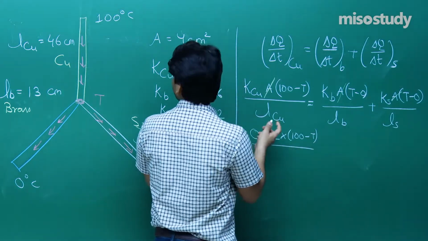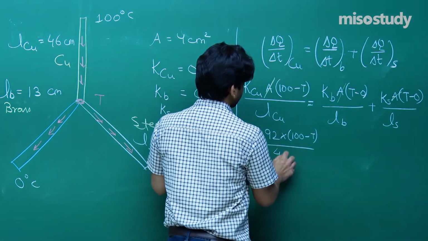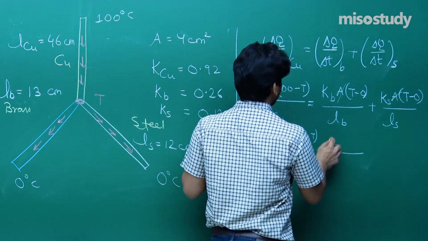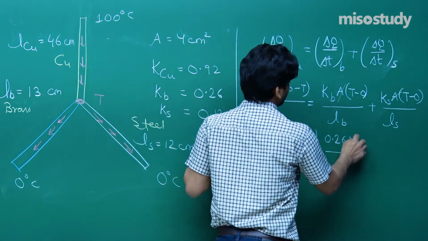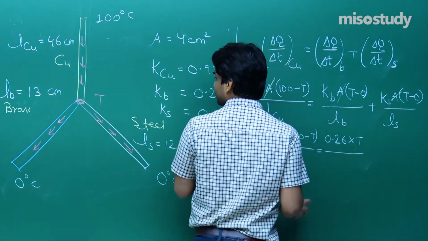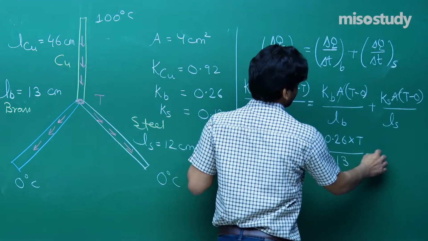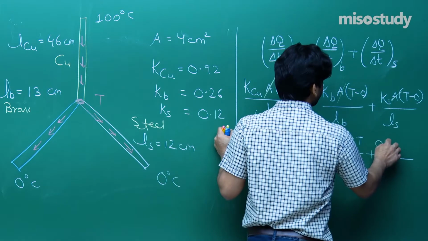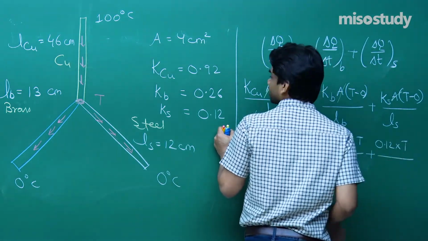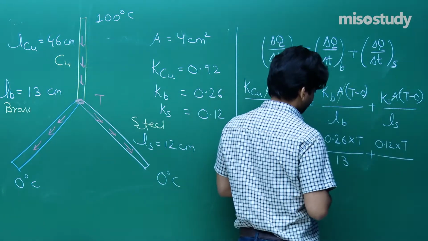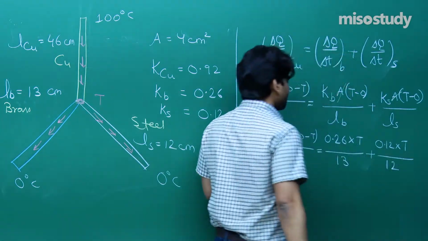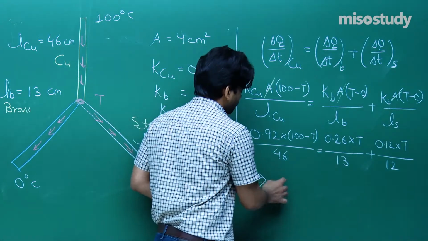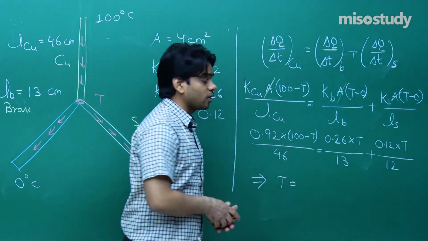Let me put the length of copper as 46 centimeters, equal to finally K of brass, that is 0.26, multiplied with T, and the length of brass is given as 13, plus K of steel, that is 0.12, multiplied with T, divided by its length, that is 12. All in the CGS system, we have already put the units. From here you can obtain the value of temperature. Only the calculation portion is left.